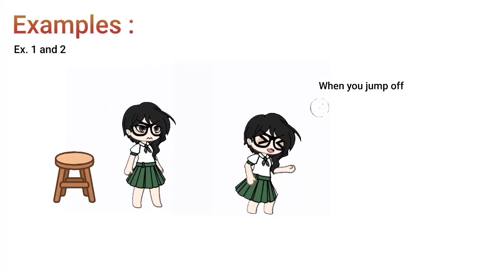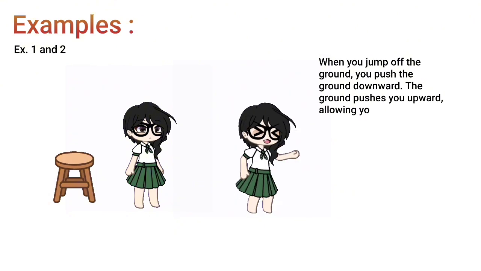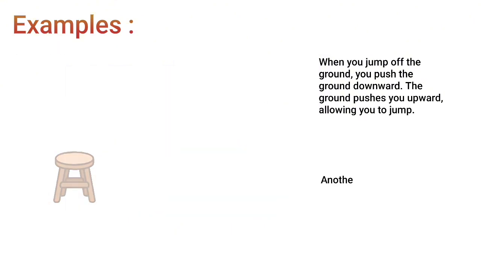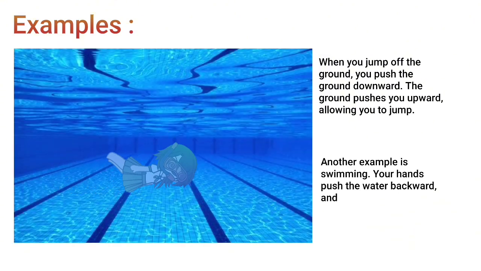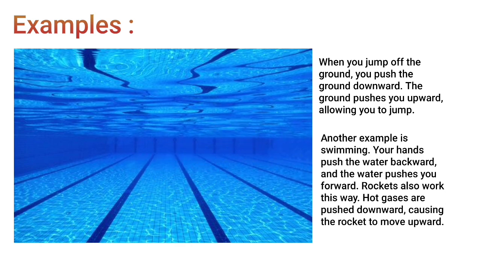When you jump off the ground, you push the ground downward. The ground pushes you upward, allowing you to jump. Another example is swimming. Your hands push the water backwards, and the water pushes you forward. Rockets also work this way. Hot gases are pushed downward, causing the rocket to move upward.